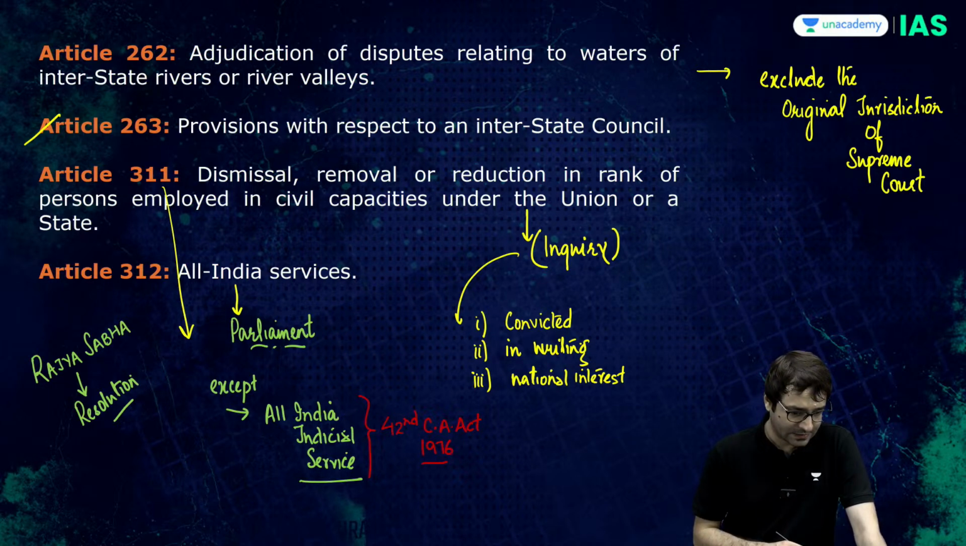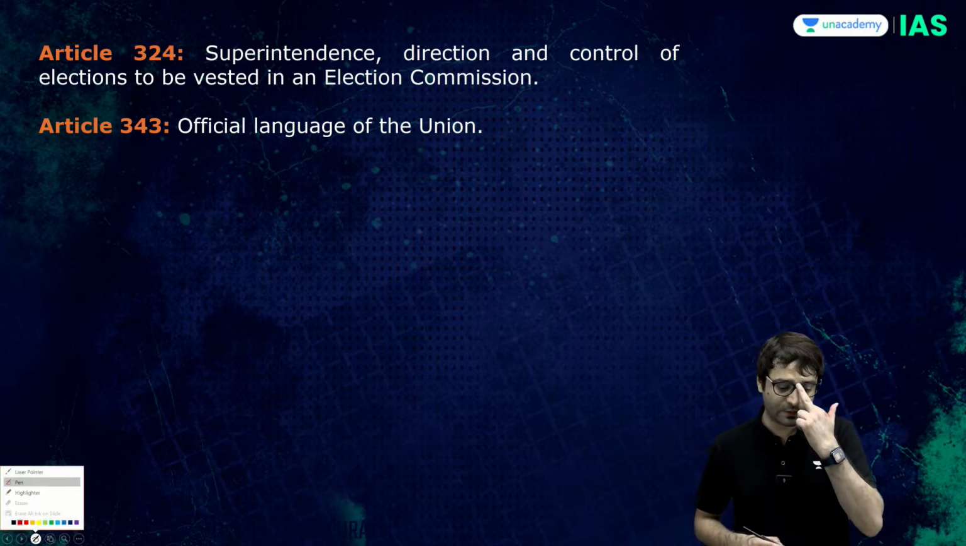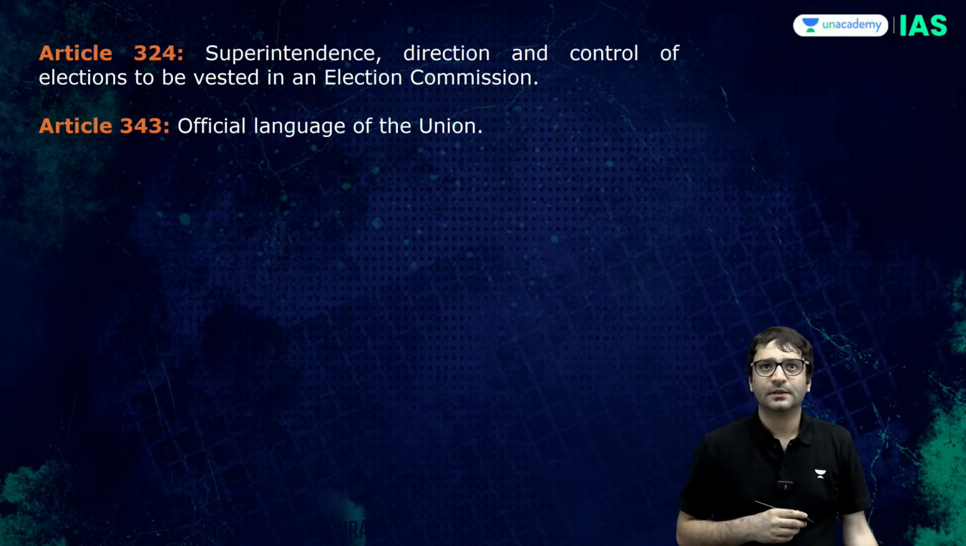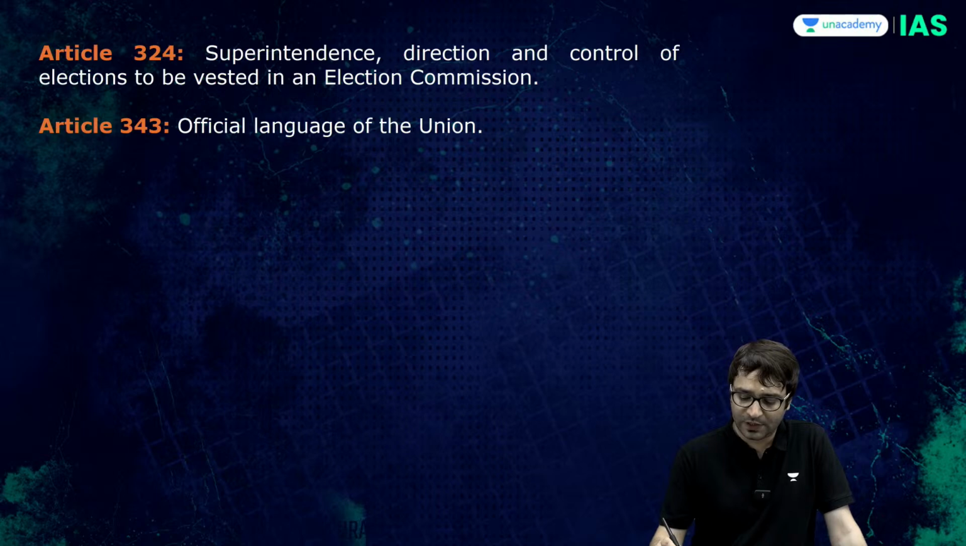Okay, great. Let's quickly jump to, and we are moving towards the end of this lecture. It's already been 75 minutes. Article 324 gives power, creates a constitutional body called Election Commission of India.